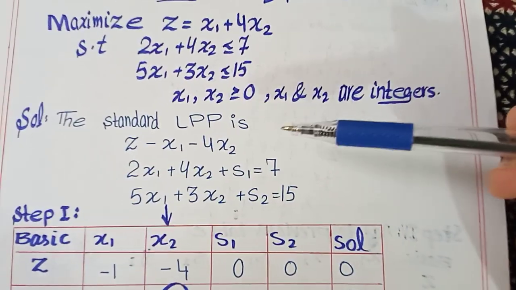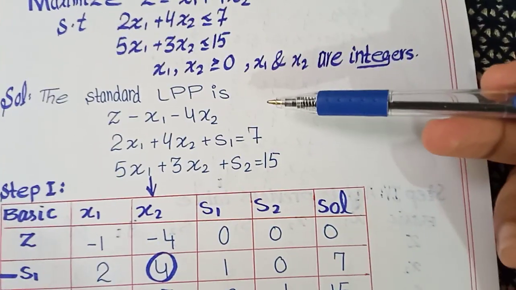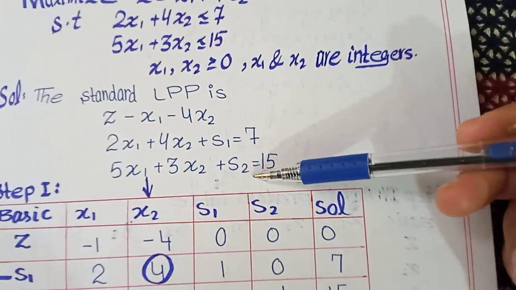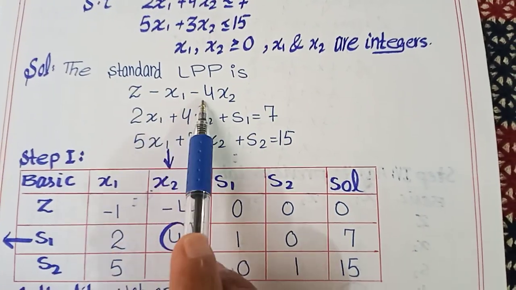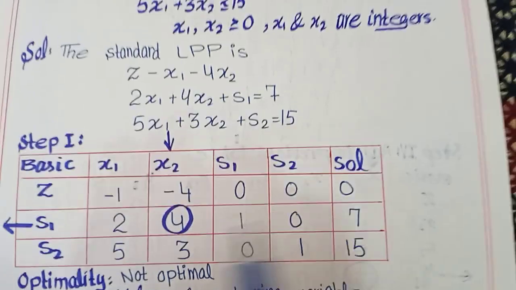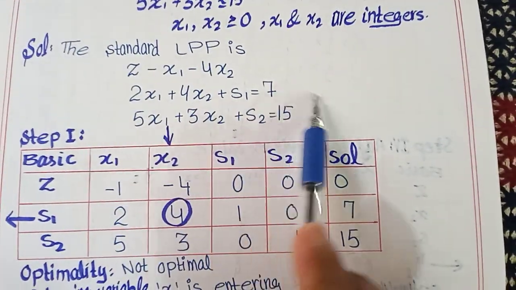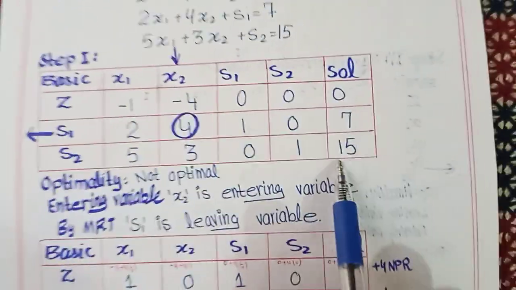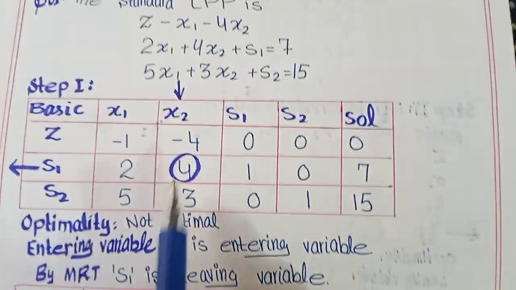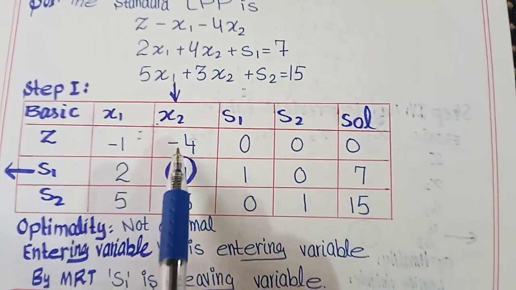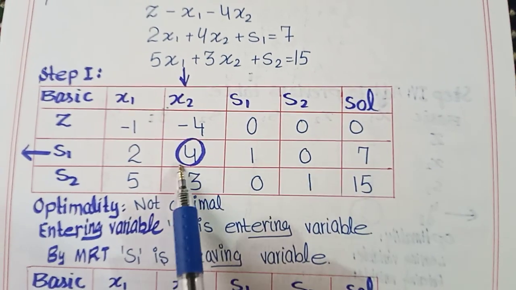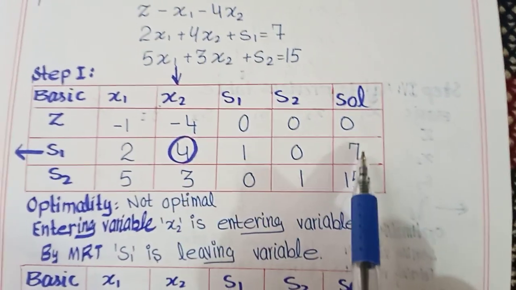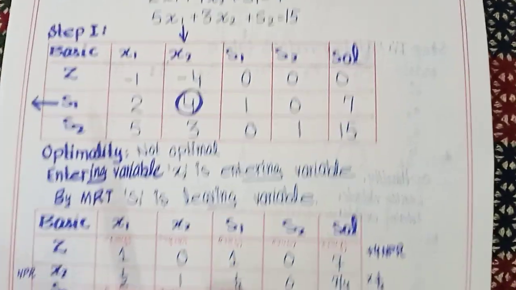Convert into standard form and introduce the slack variables s1 and s2. Basics: z, s1, s2; the z row is -1, -4, 0, 0 with solution 0. s1: 2, 4, 1, 0, 7. s2: 5, 3, 0, 1, 15. Is the function optimal? It is not optimal because the z row has negative values. The most negative coefficient is -4, so x2 is the entering variable. To find the minimum ratio, 7 divided by 4 and 15 divided by 3. The minimum ratio is for s1, so s1 is the leaving variable.